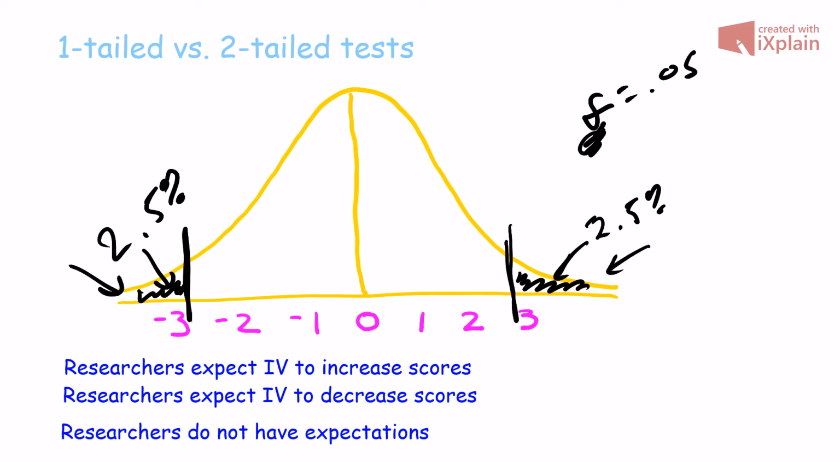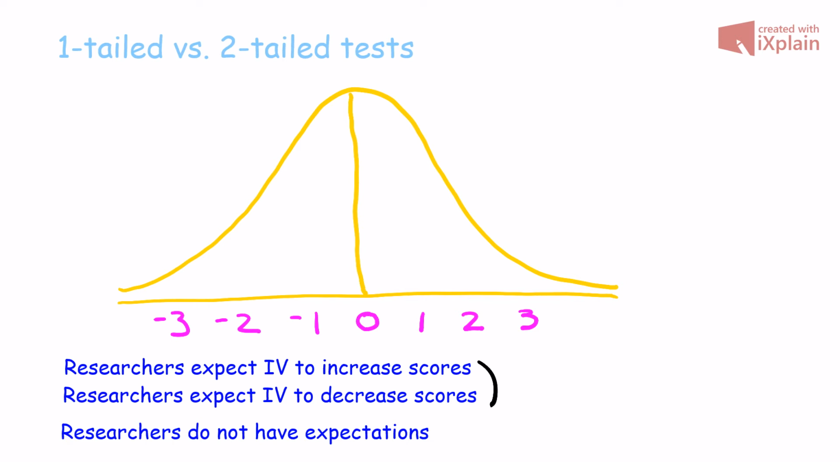Again, the critical point is whether or not you have an expectation of what the IV is supposed to do. In both of these situations, you're going to do a one-tailed test. In this situation, you're going to do a two-tailed test.